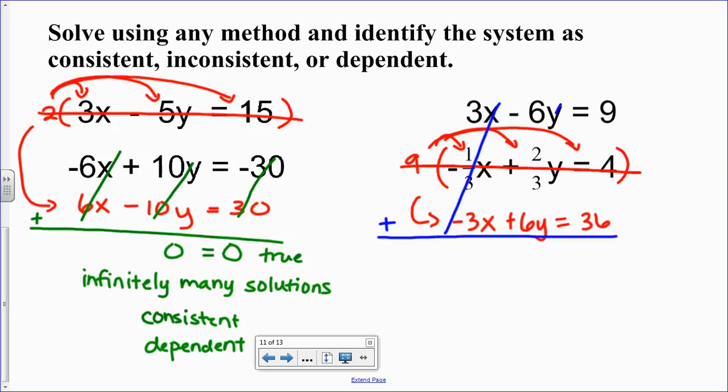My x's cancel and my y's cancel, so leaving me with 0 on the left. And 9 plus 36 is 45. So is that true? No? That is false. So this has no solution. And then what word would I use? Inconsistent.